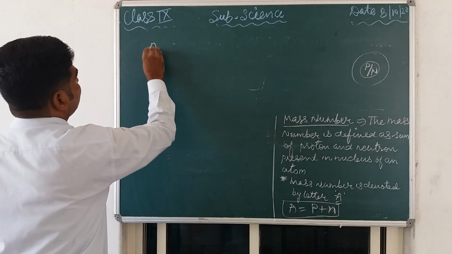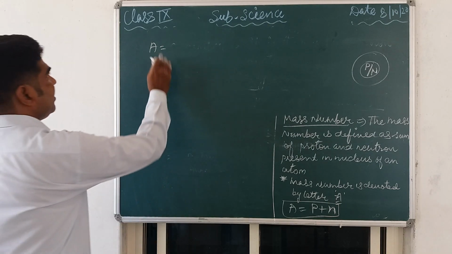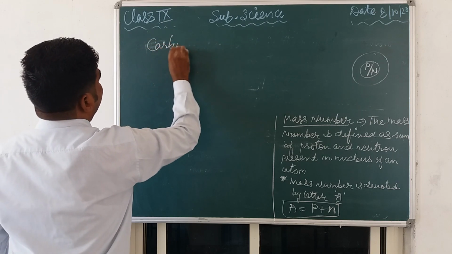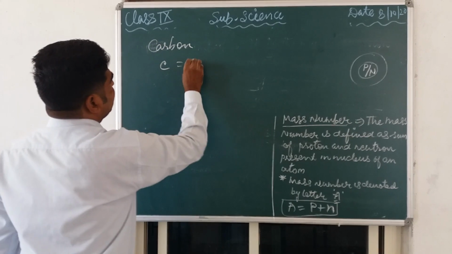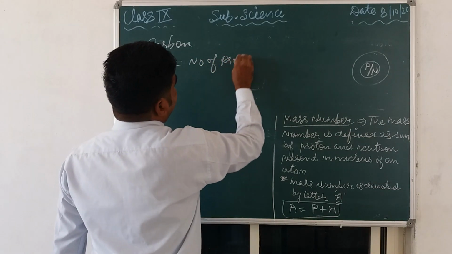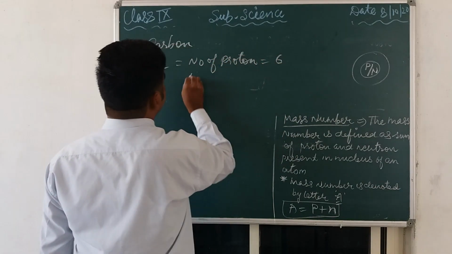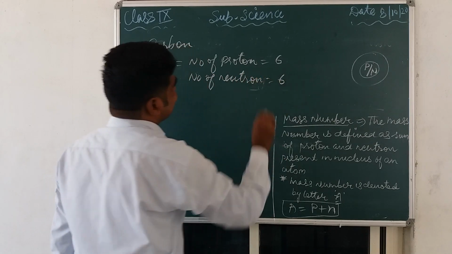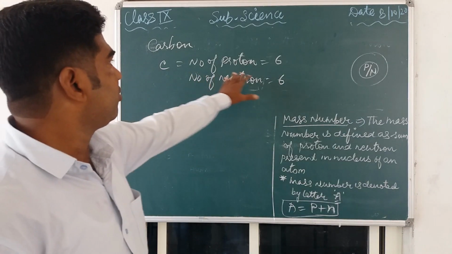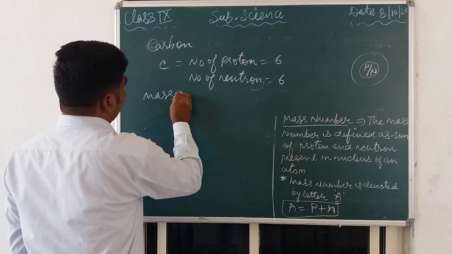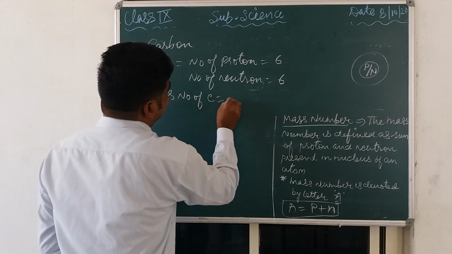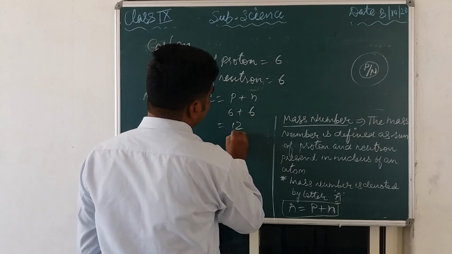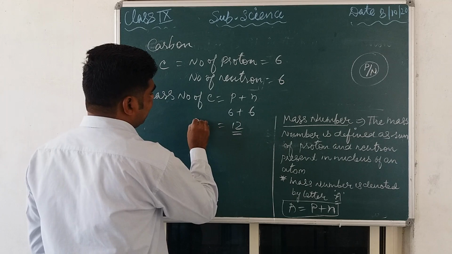For example, we take carbon. The number of protons is equal to 6 and the number of neutrons is also 6. In carbon, the number of protons is 6 and the number of neutrons is also 6. So the mass number of carbon is proton plus neutron, 6 plus 6, which is equal to 12. So that is the mass number, this A.